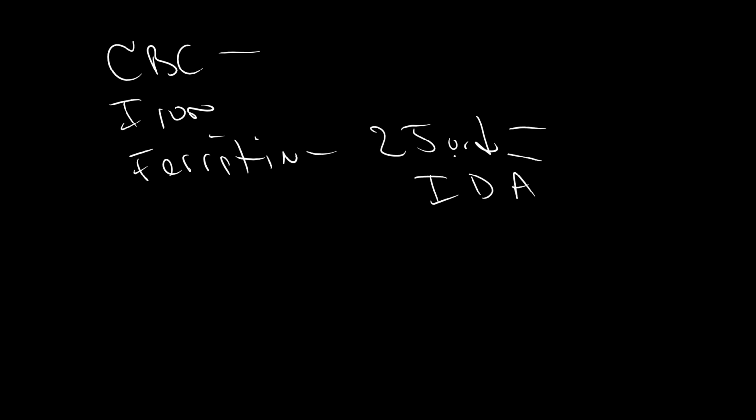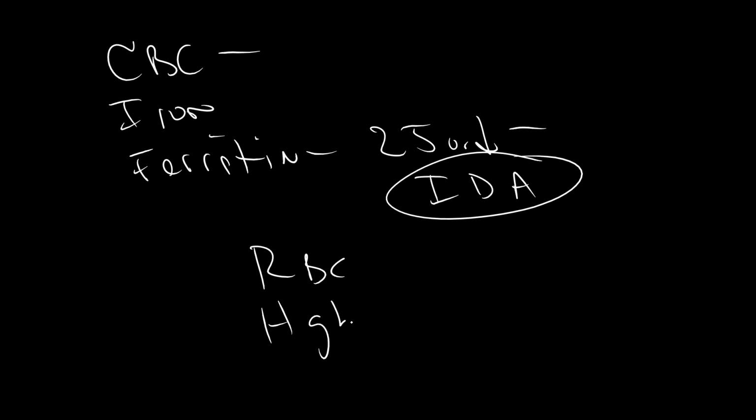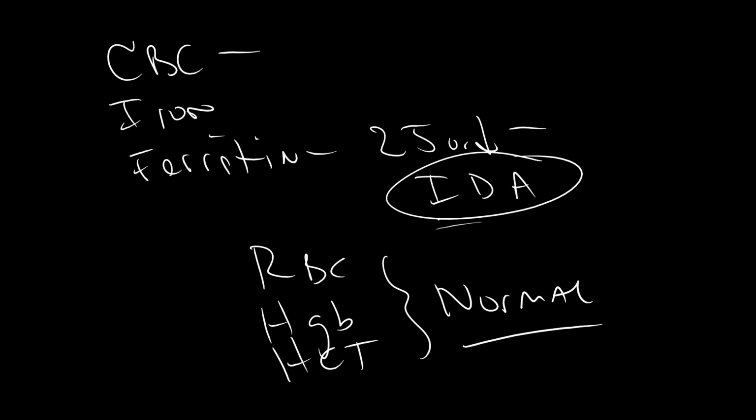So if you look at your CBC, iron, ferritin, transferrin, let's just take ferritin for right now. When ferritin is 25 or less, this is an early sign of iron deficiency anemia if your red blood cell count, hemoglobin, and hematocrit are normal. So if these are normal, but you have a low ferritin, you have somebody who has iron deficiency anemia, and then we're going to go through our iron protocol.